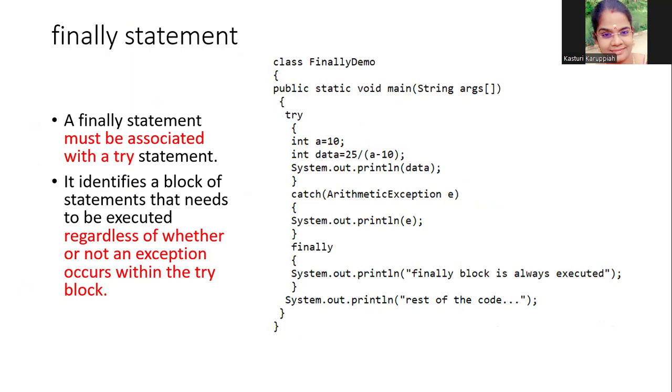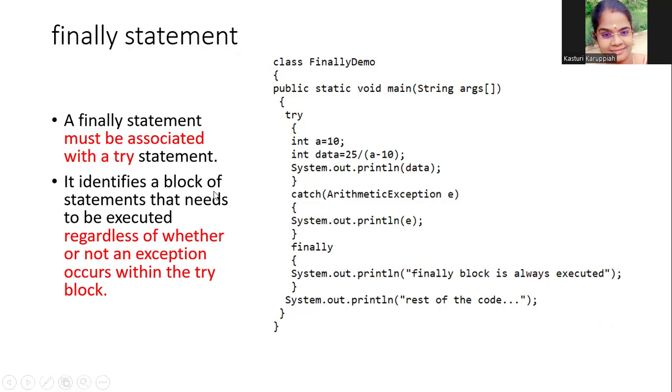Fine. Up to this, we know what is try and what is catch. Now, what is the finally statement? Sometimes there may be a situation where, whether there is an error or not, some part of the code should be executed, regardless of whether there is an exception in the try block. At that time we can go for the finally block. A finally statement must be associated with a try statement. Whether there is an error or not, that block will be executed; it is called the finally block.